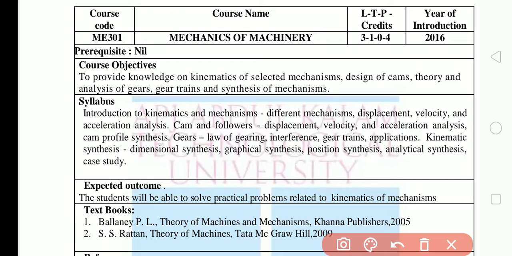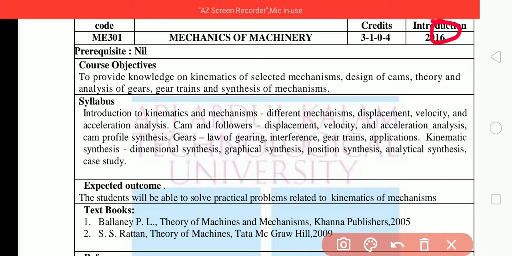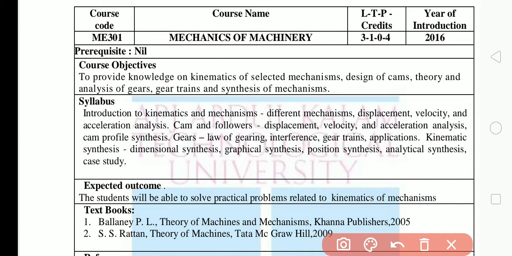So total 4 hours is instructed by the university, 3 hour lecture and 1 hour is tutorial. And next one is here, right, you can see the year of introduction. That is nothing, in the 2016 year this particular subject was introduced by KTU. Now let's move to the next part.